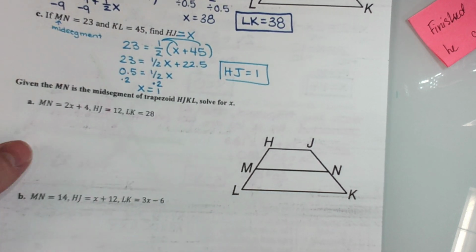Okay. I already did the problem. So the moment I touch the board, it's going to show you. So I'm just going to move it out of the way. So we were given that MN was 23, that KL was 45, and that HJ is what we're looking for. So we set HJ equal to X, and we say that MN was the mid-segment. If MN is the mid-segment, the formula says mid-segment equals 1/2 base plus base.